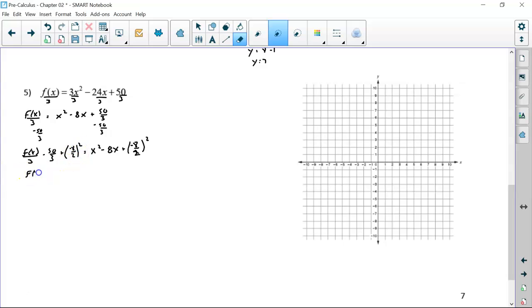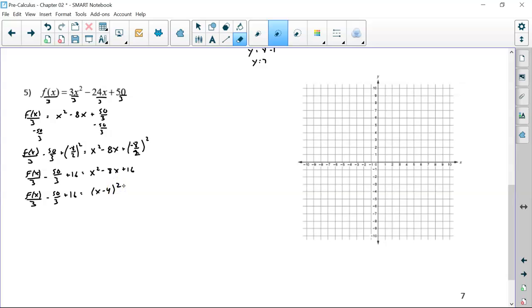So f of x over 3 minus 50/3. And now negative 8 divided by 2 is negative 4, squared. That's going to be plus 16. And that equals x squared minus 8x plus 16. So once again, don't worry about the fractions. F of x over 3 minus 50/3 plus 16 equals x minus 4 squared.